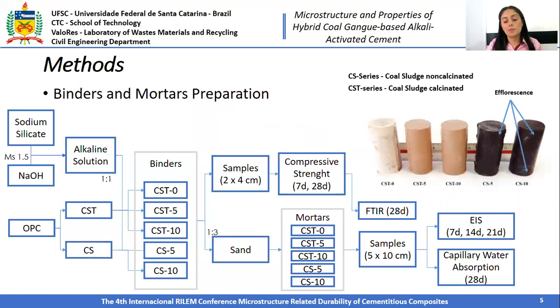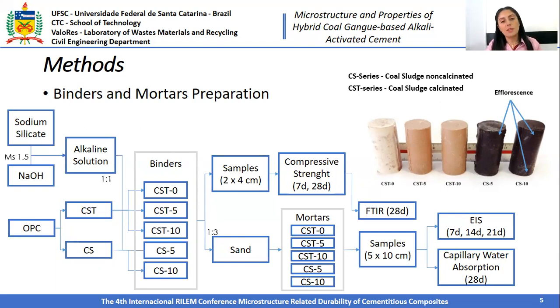Alkali activated binders were prepared by premixing the Portland cement and the wastes, then adding the alkaline solution. The alkaline solution was prepared by dissolving sodium hydroxide in sodium silicate. Cylindrical samples were filled and cured at room temperature. Efflorescence appears in CS systems at 28 days, which was related to the presence of free alkaline cations and the lower reactivity of CSC material.